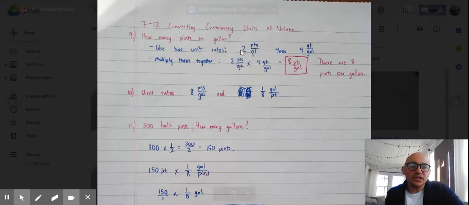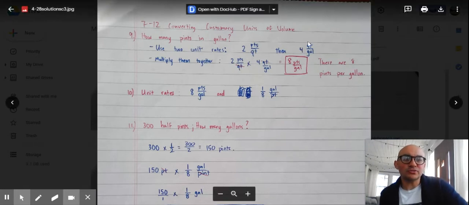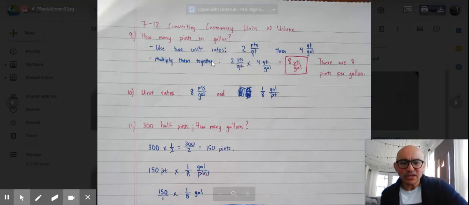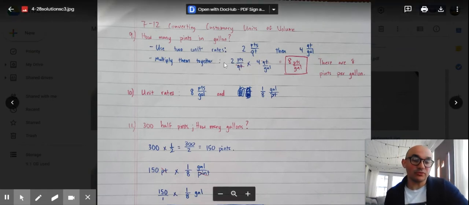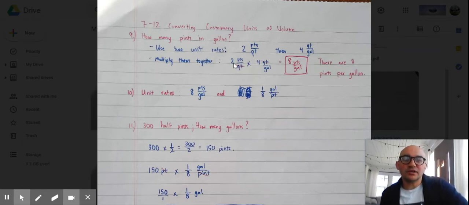Well, we're going to use a couple different unit rates. The first unit rate I'm going to use is 2 pints per quart, and that was given to us on the worksheet. So if you don't have that available to you, you can just flip back to that worksheet there. Take a look, it's in that top right corner in a box. So 2 pints for 1 quart. And then I'm going to use this other unit rate as well. With unit rates, we're multiplying these together as we're converting units. And so I take my first unit rate of 2 pints per quart, and I multiply it by this unit rate of 4 quarts per gallon.